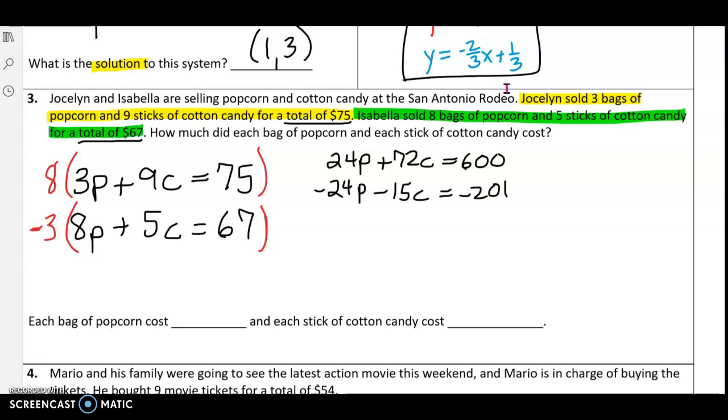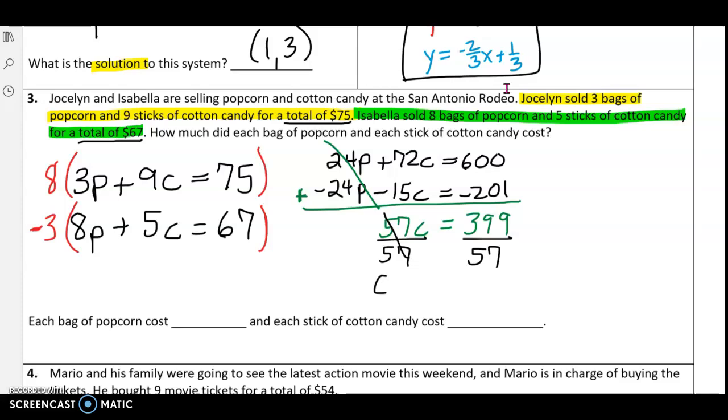Now, if you recall, the next step to these problems is to add the two equations together, and one of the variables should eliminate. In this case, it is the p's, because 24 and negative 24 add up to 0. So now let's add the remaining values. So 72c minus 15c is 57c. And 600 minus 201 is 399. And to get C isolated, all we have left to do is to divide both sides by 57.